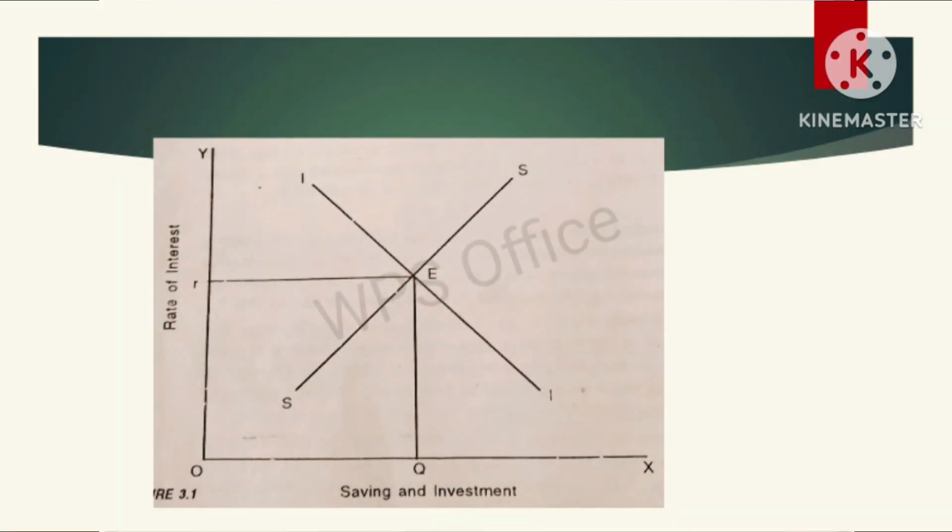This is a diagrammatical representation of the rate of interest by the classicals. On the y-axis, the rate of interest is taken, and on the x-axis, the savings and investment are taken. Rate of interest is represented as R, the investment curve is I, and the savings curve is S. They intersect at a point which is known as the equilibrium point.